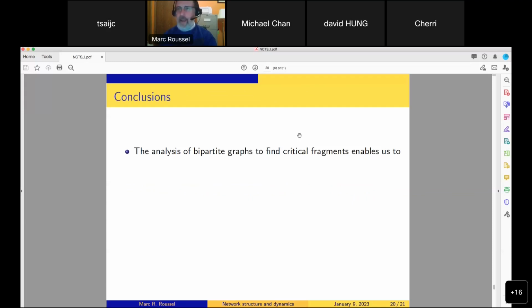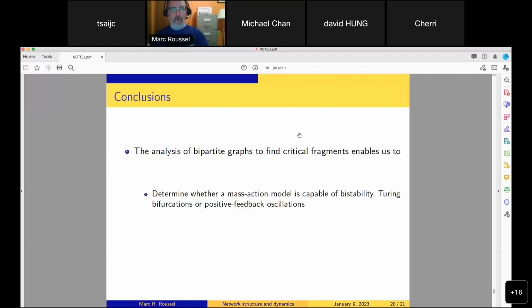So, given that we planned two lectures, I wanted to keep this one not too horribly long, maybe give us some time for questions. So we're already at the conclusion. The point of this particular method is that you find these critical fragments, which once you develop a bit of an eye for it, it's not actually crazy difficult to do. Those critical fragments, once you've found them, will let you say whether a mass action model is capable of bistability, Turing bifurcations, or positive feedback oscillations. And they'll also identify the part of the mechanism that's responsible for the behavior.